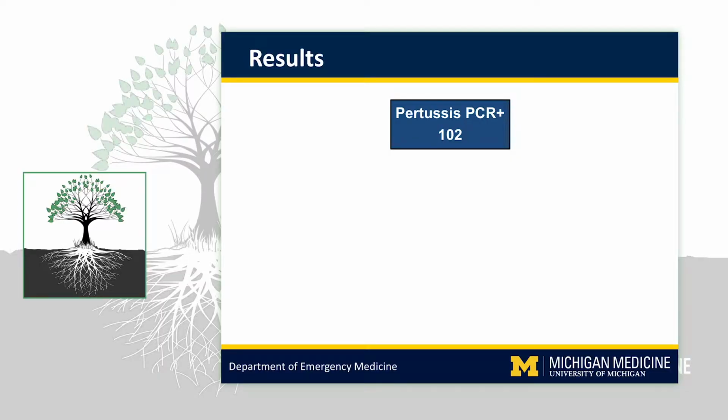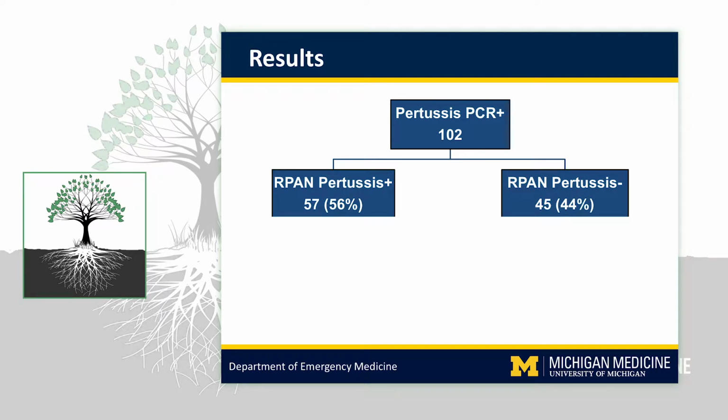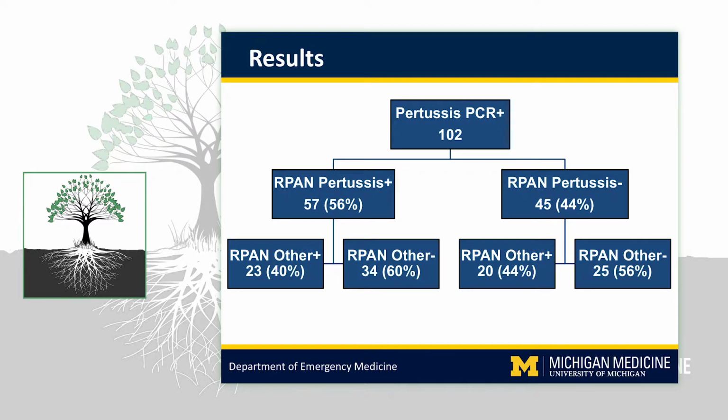So on to results. Of the total 102 banked pertussis PCR samples, all of those were tested by RPAN. Of those, the RPAN was negative for pertussis in 44% of cases. These are the potential missed pertussis cases if RPAN is used alone for diagnosis. More importantly, the RPAN was negative for pertussis but positive for other pathogens in 44% of those samples. And this can lead to potential missed diagnosis.